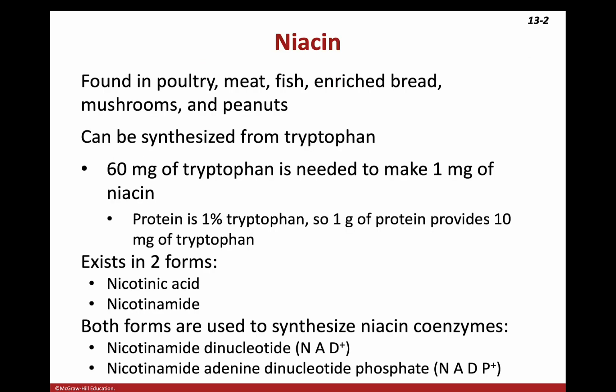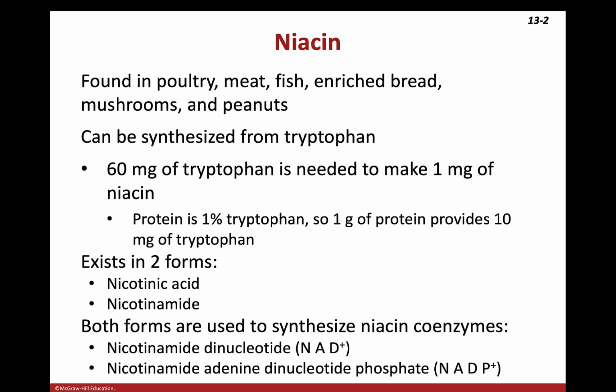The next water-soluble vitamin that we're going to address is niacin, which is also known as B3. Niacin is primarily found in proteins. For example, it is found in poultry, meat, fish. Notice the bread is enriched, mushrooms, and peanuts.